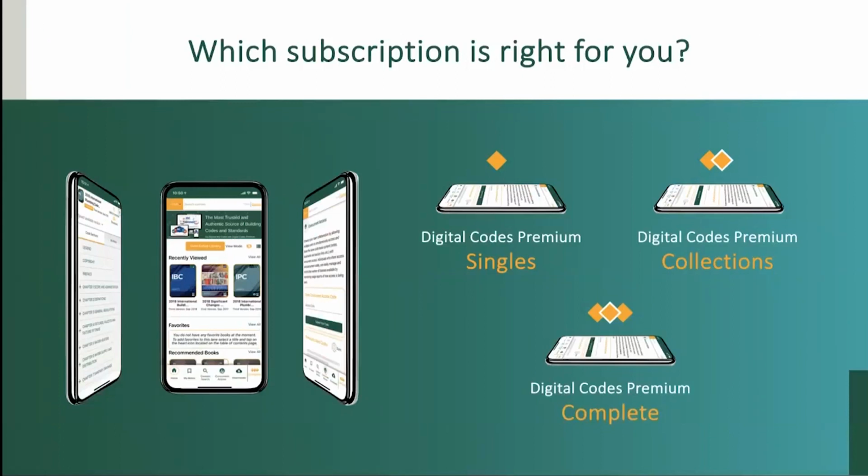So when we're talking about Digital Codes Premium, once again, the word premium is a reference to the software and the premium features that you can access. Premium doesn't mean a set of titles or books or anything like that, because you do have the option of ordering the type of subscription that works best for your organization. If you just need to reference the International Building Code, that would be a Digital Codes Premium single. It's a single title, the IBC.